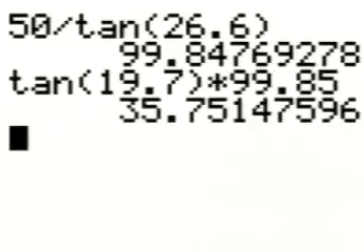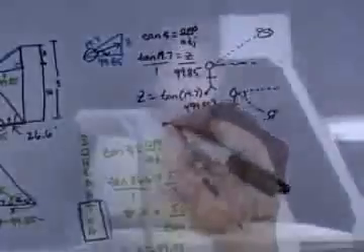Tangent of 19.7, and this is where I really need you to close those parentheses, otherwise you're going to have a very big number, times 99.85 equals... z is about 35.75.